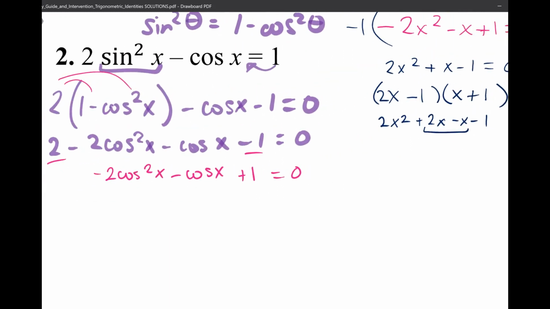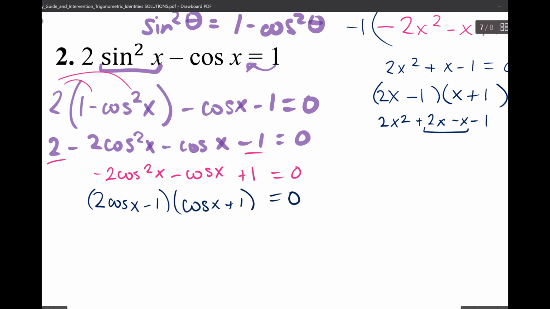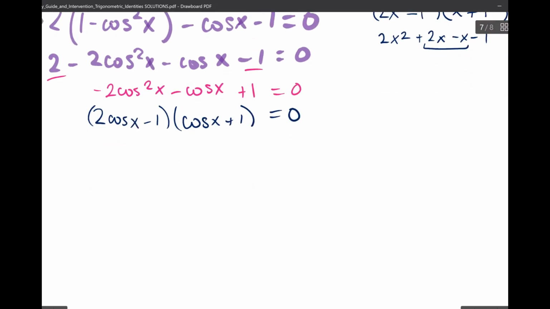Okay, so I want a 2x. So here that's going to be 2 cosine x minus 1 multiplied by cosine of x plus 1 equals 0. Set each term to 0. So I'll have 2 cosine x minus 1 equals 0. Add 1 to both sides and divide by 2. Add 1 on both sides, so I move that guy over, and then divide by 2.